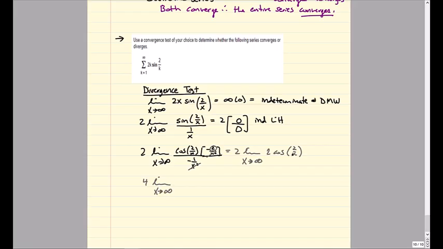Well, as x goes toward infinity, the numerator is fixed, the denominator is increasing without bounds, so this is approaching the cosine of 0, and the cosine of 0 then is going to be 1. So this is 4 times 1, which is 4. Now remember, we were using the divergence test. 4 does not equal 0, that's the criteria for the test, therefore it diverges. So the divergence test showed divergence.